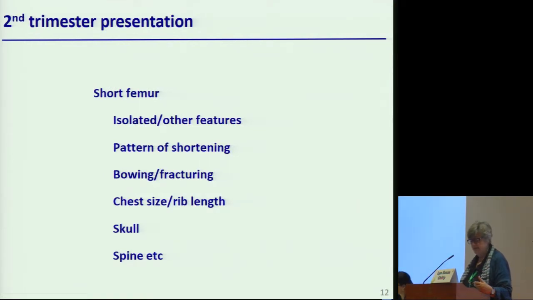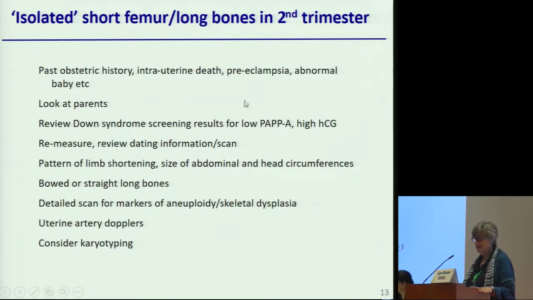In the second trimester, as I said before, the common presentation is of short femurs, which can be isolated or can have other features. You need to look at the pattern of shortening, look for bowing, look for the chest size again, look at the skull, and look at the spine. Let's just think for a minute about isolated short femurs or isolated short long bones, so no other particular features that you can see. If you're presented with a baby with short femurs in the second trimester, what should you be doing?